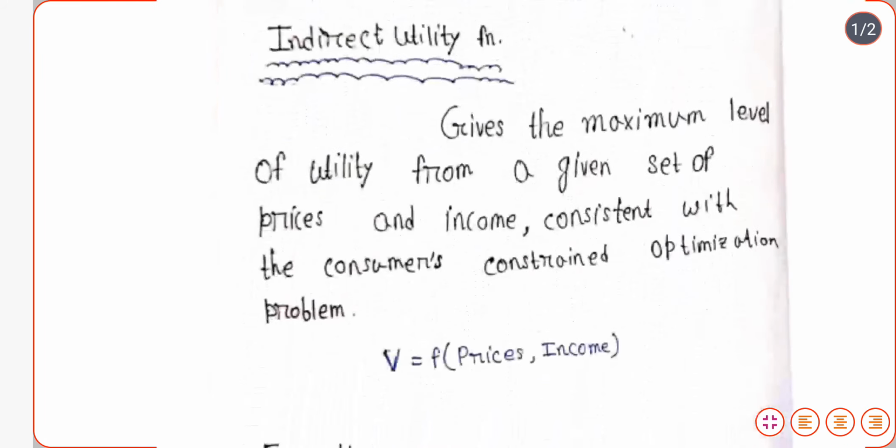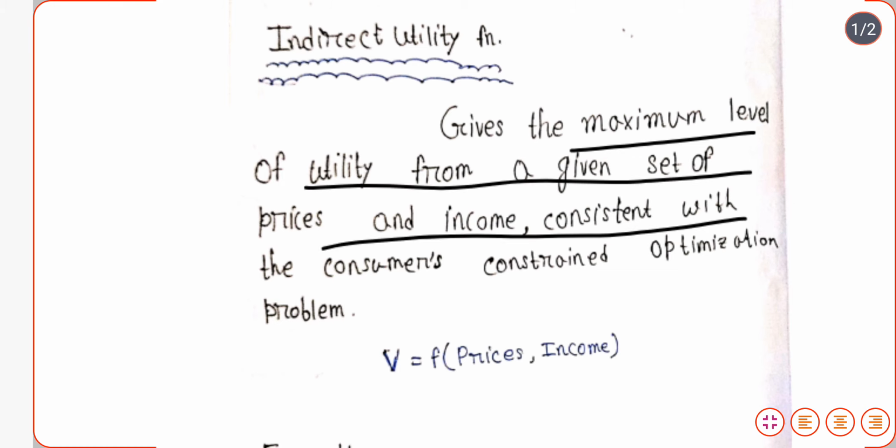The indirect utility function is basically a function of price and income. If we represent the utility function with respect to price and income, then that becomes the indirect utility function. In bookish terms, it tells the maximum level of utility from a given set of prices and income, consistent with the consumer's constrained optimization problem. That means the maximum level of utility that I can get from a given set of prices and income.